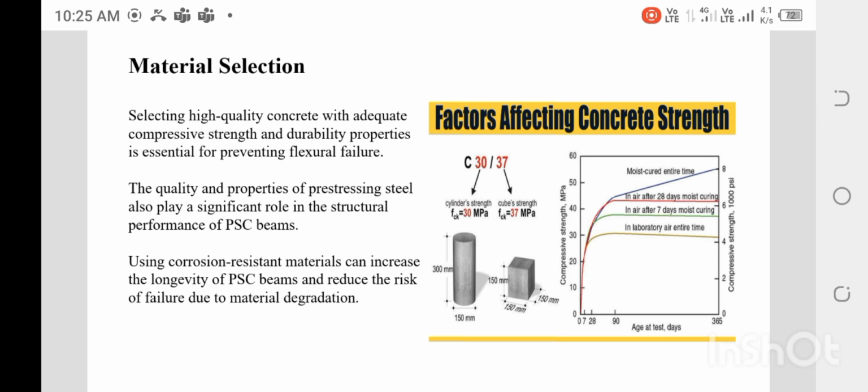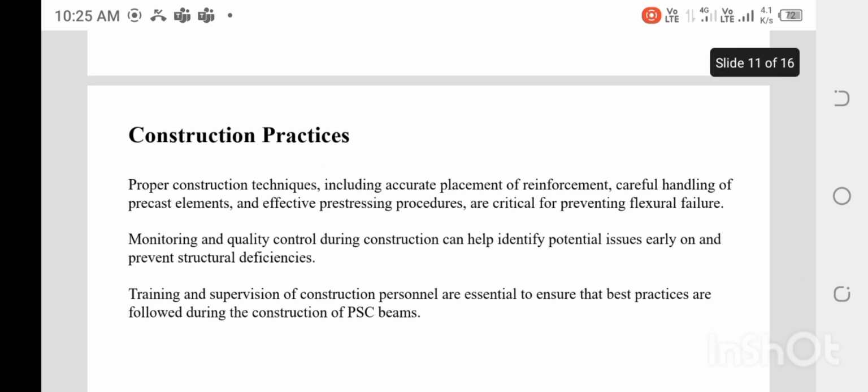Construction practices. Proper construction techniques, including accurate placement of reinforcements, careful handling of precast elements, and effective prestressing procedures, are critical for preventing flexural failures. Monitoring and quality control during construction can help identify potential issues early on and prevent structural deficiencies. Training and supervision of construction personnel are essential to ensure best practices are followed during the construction of beams.